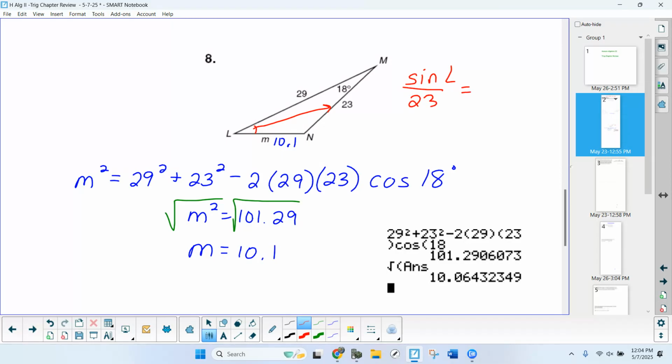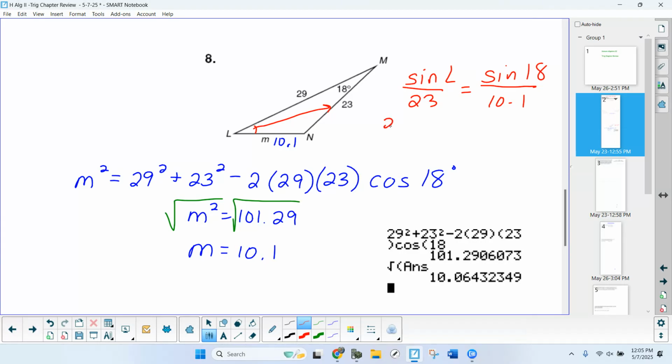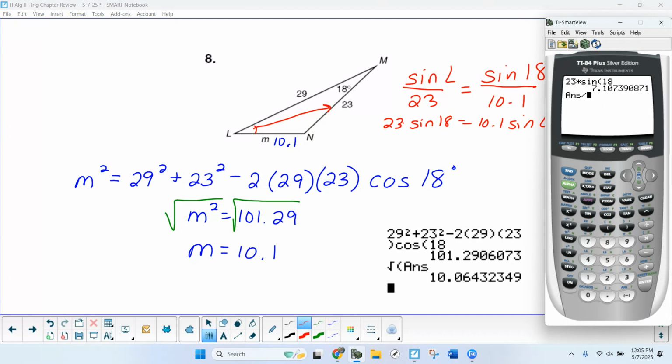23 as is to 10.1. And now what would you do to solve this one? Cross multiply. So you're going to do 23 times the sine of 18. And then you're going to end up doing what to that number? Because you get 23 sine of 18 equals 10.1 sine of L. What do you do now? Divide by 10.1.